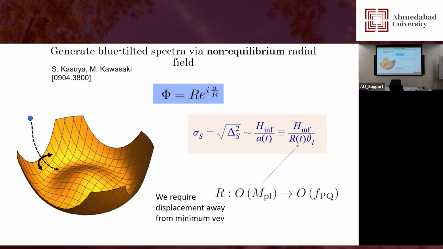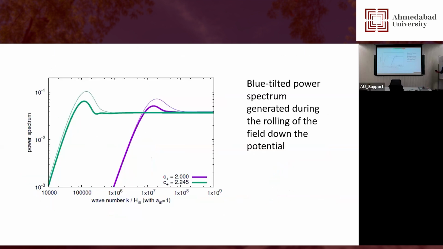You start with a radial field which is displaced, and let it roll down. During rolling, it generates this blue tilt. And then once it settles at those minima, it just becomes flat because nothing is changing after that. Right. So we will have to look at different models for displacement. And the most celebrated model, I would say, is, before I come back to your question, this is what one would get.